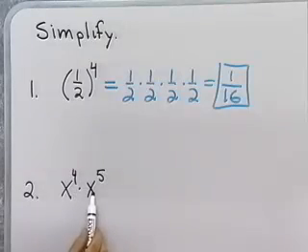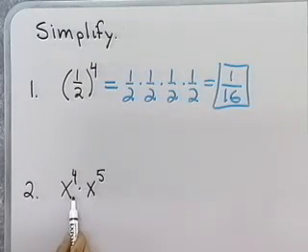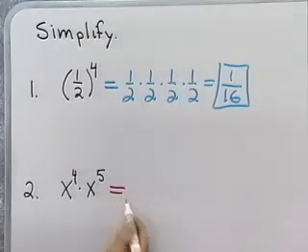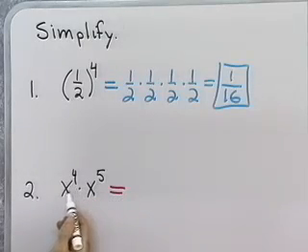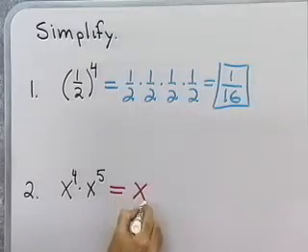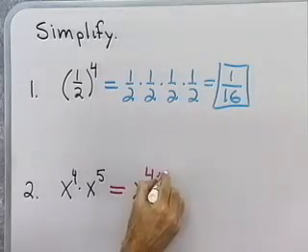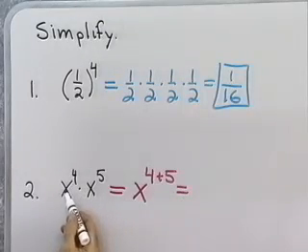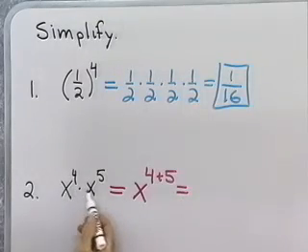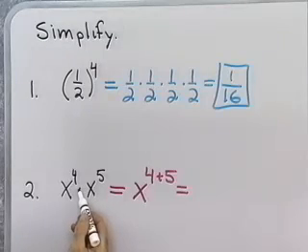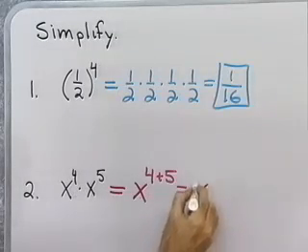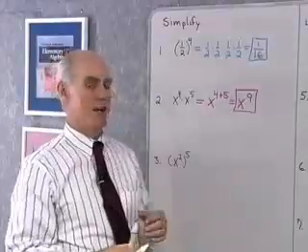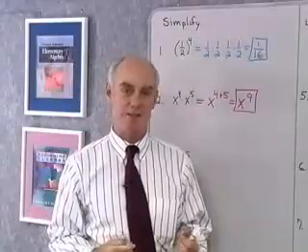x to the 4th times x to the 5th. I could write out 4 factors of x here, 5 factors of x here, and then simplify. But I have a property of exponents that tells me when I multiply with the same base, I take that base and raise it to the sum of those powers. So I add exponents when I multiply with the same base. It has to be exactly the same base in both places, and it has to be multiplication. So this will simplify to x to the 9th power. So that's our property 1 for exponents. Multiply with the same base, we add exponents.